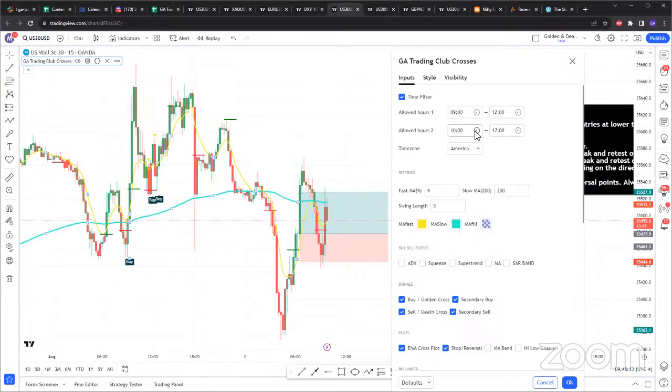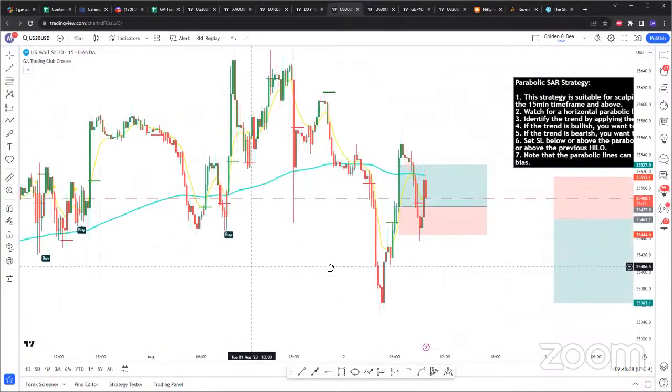And let's say I want to avoid signals between noon and 2 p.m. So I'd come in here and do 2 p.m., which would be 14. And let's say I want to trade up to 3 p.m., so this one would be 15. Come in there. All right, perfect. And then of course, you have to check that.